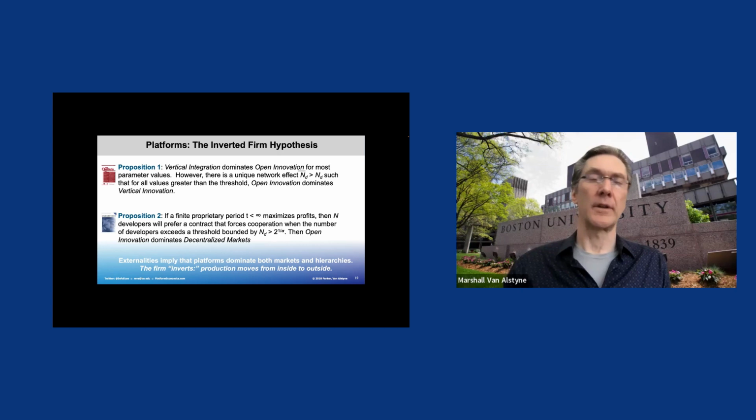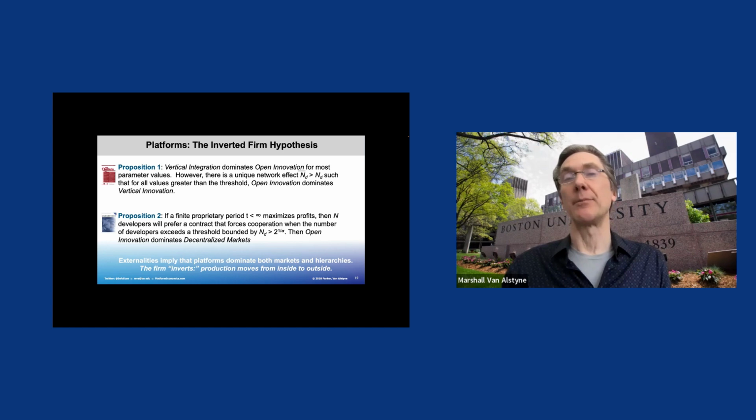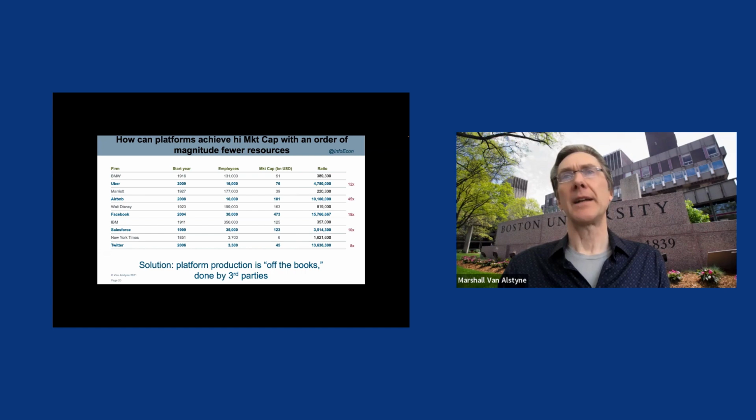In effect, externalities apply that platforms dominate both markets and hierarchies when the firm inverts. Well, this will matter when we get back to antitrust. The explanation for this phenomenon then is platform production is effectively off the books. Third parties are doing a lot of the production. So third parties are providing the ride on Uber or the rooms on Airbnb or the content on Facebook in a way that is not on Walt Disney. So it's really interesting that third parties are in effect providing that value.